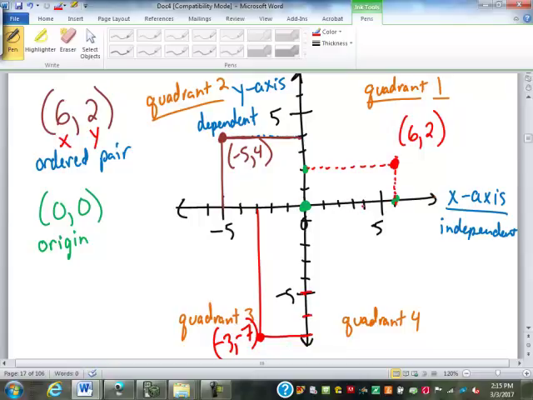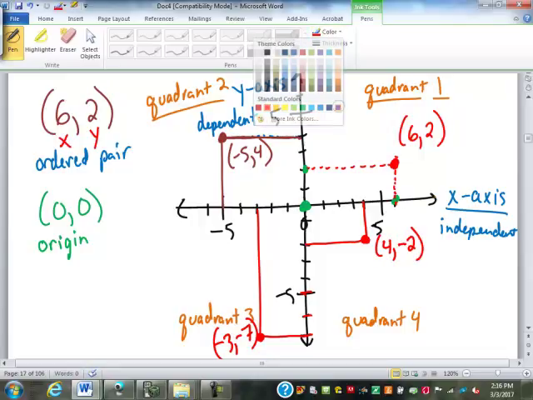And over here, how about that point? What's that going to be called? 4. What's the other point? -2. Good. So we can find those points on the graph.